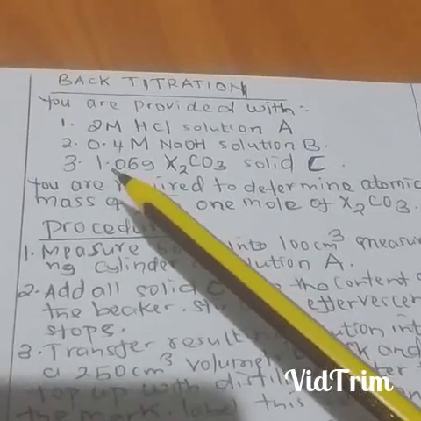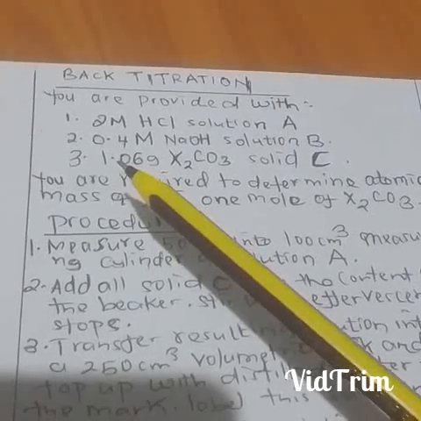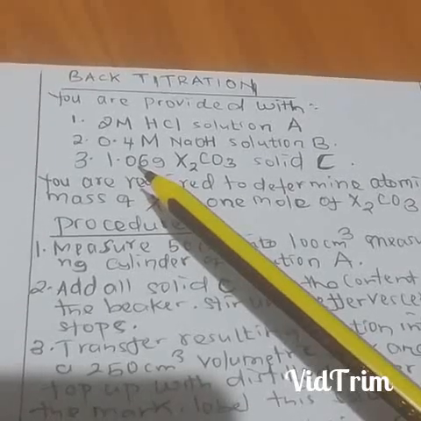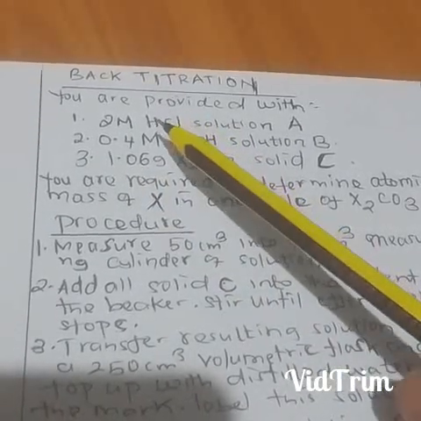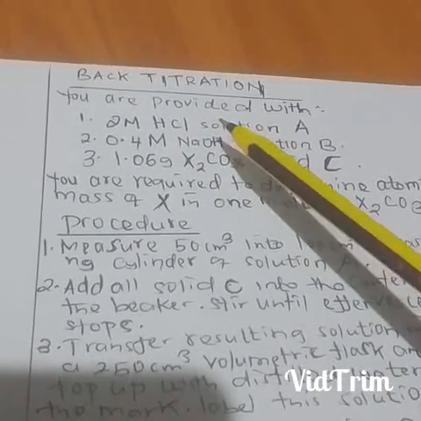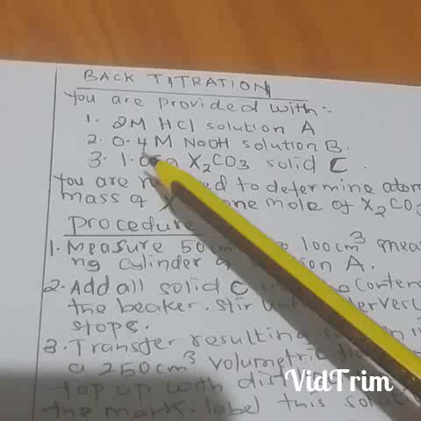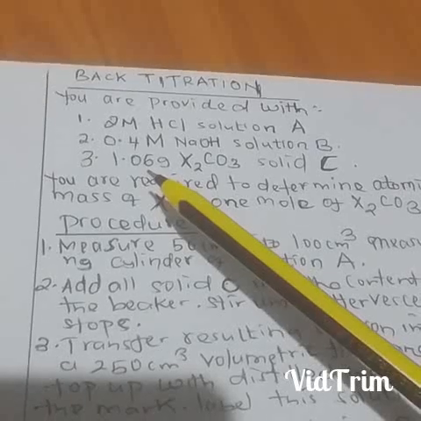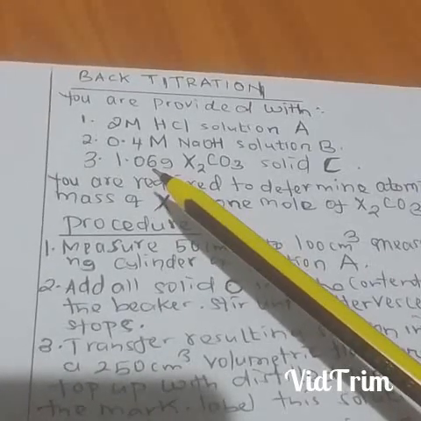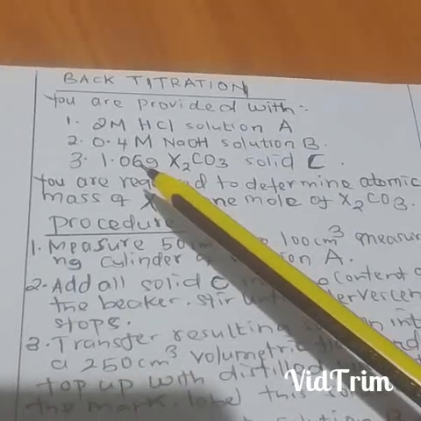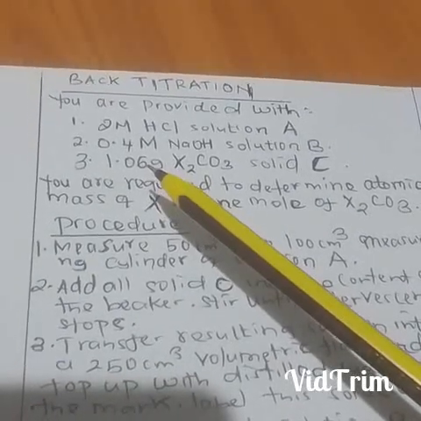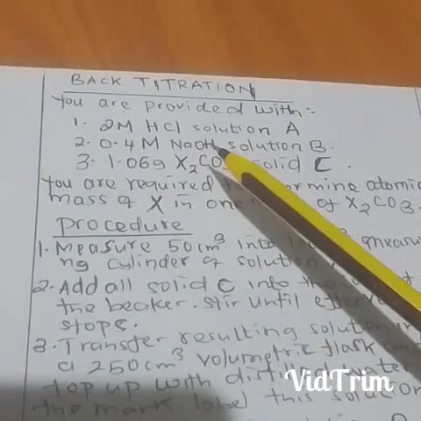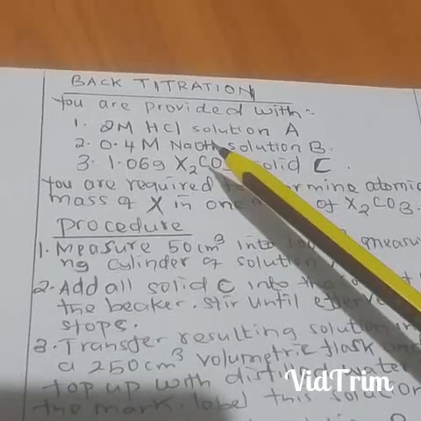In this case, the first is a reaction between the carbonate, that is solid C, and the acid solution A. And we know very well that when an acid reacts with a carbonate, we form a salt plus carbon (IV) oxide plus water. But also the same acid will react with the base, where we form a salt and water only.